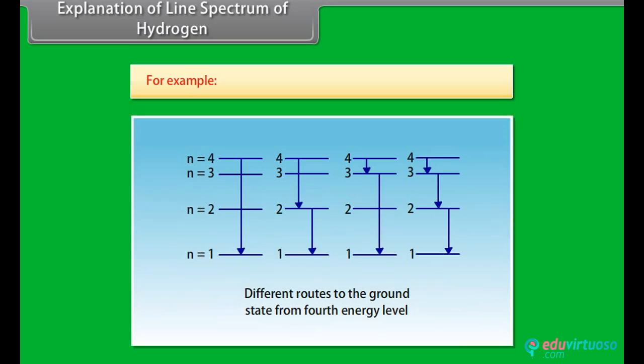For example, let us consider the electron present in the fourth energy level, n is equal to 4, of different hydrogen atoms. In some atoms, it may come to the ground state n is equal to 1 by a direct jump, while in some others, it may first jump to the second energy level n is equal to 2 and then to the first energy level n is equal to 1, while in still others, it may come to the ground state via the third, n is equal to 3, and second energy levels, n is equal to 2.